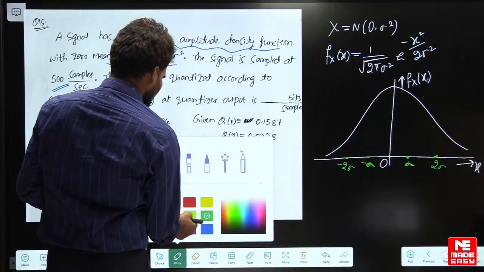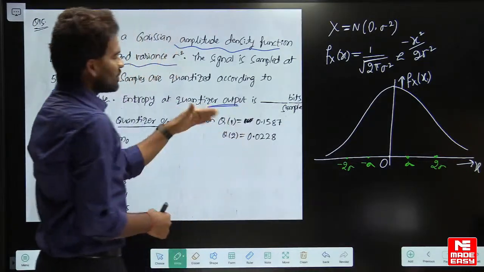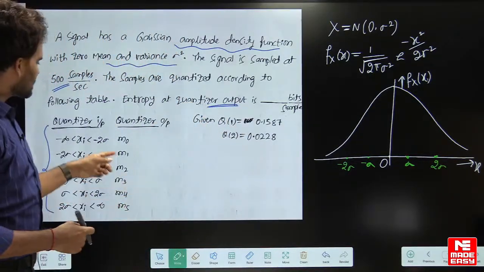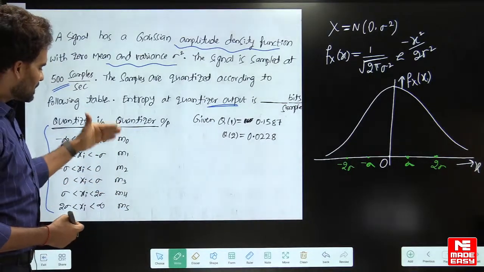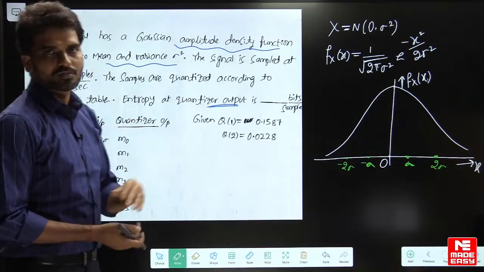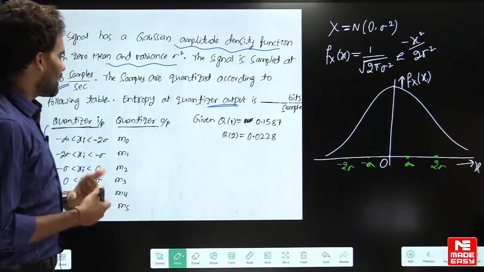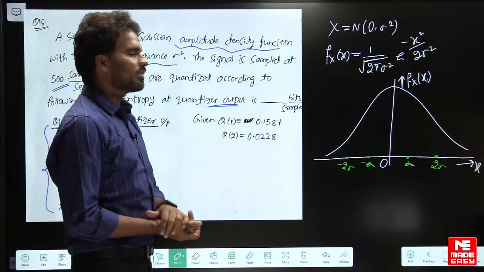We have to find out what is the entropy at the quantizer output. So what we get at the quantizer output are these quantized values. These are the quantized voltages we expect at the output of the quantizer, and we have to find the entropy at this quantizer output. The entropy is in bits per sample.